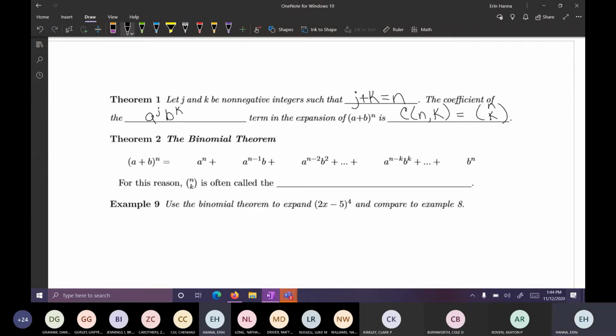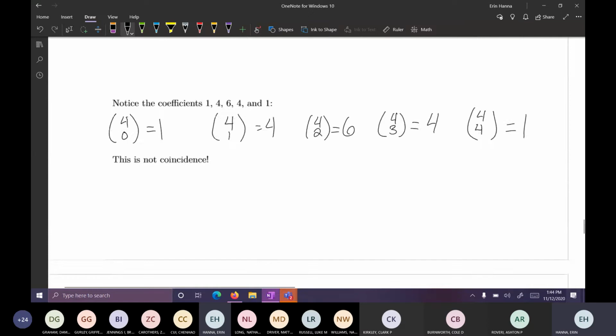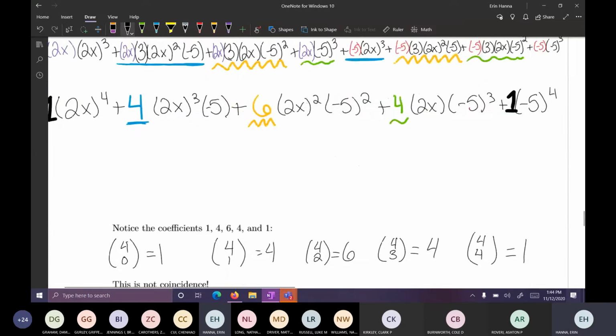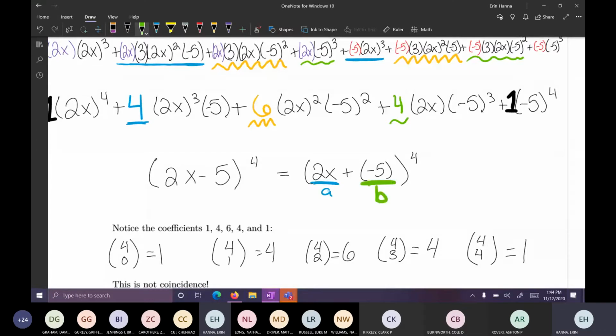So leave that up for like 5 more seconds. Let me scroll back up for a second. So this came from the expansion of 2x minus 5 to the 4th. Now we always want to look at this for the binomial theorem as something plus something else. So I'd actually have to view this as 2x plus -5 to the 4th. So essentially this is my a and this is my b.